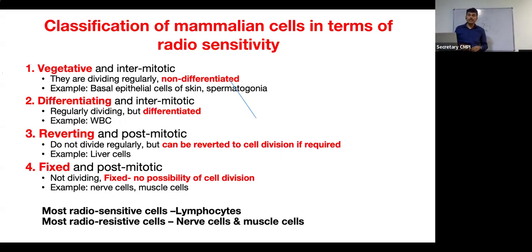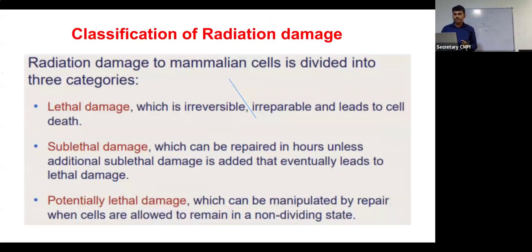The third category is reverting postmitotic. They don't divide regularly, but they can divide if required. And the fourth category of cells is fixed postmitotic. Their division is over. They don't divide, and they are also fixed. Examples of this type of cells are muscle cells, nerve cells, etc. So according to the law of Bergonie and Tribondeau, the most radiosensitive cells are lymphocytes, and the most radioresistant cells are nerve cells and muscle cells.